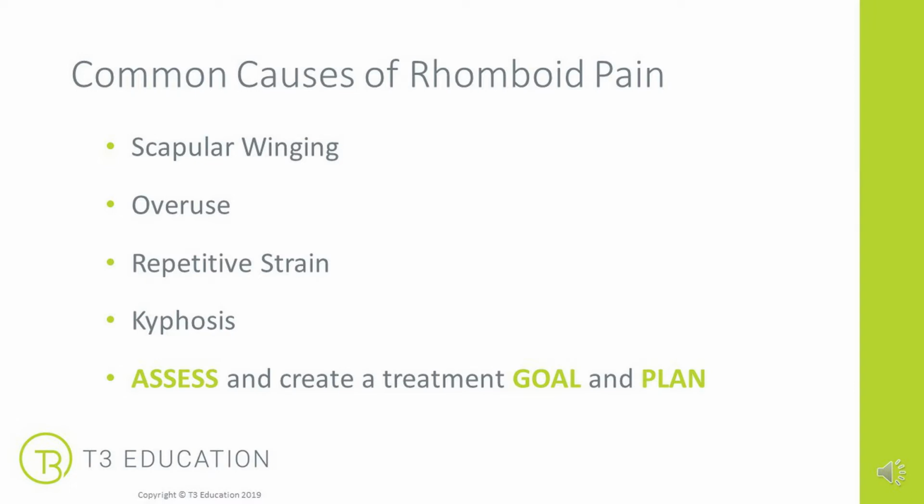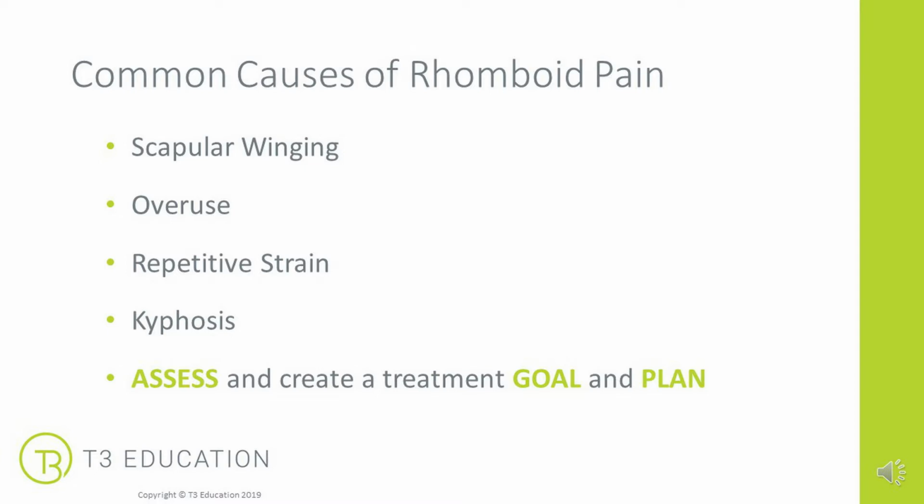As we said, that scapular winging can really lead to pain as the rhomboids are pulled long, weak, locked long. Also overuse, repetitive strain injuries. People with kyphotic posture even tend to get that pain between the shoulder blades at the rhomboids.